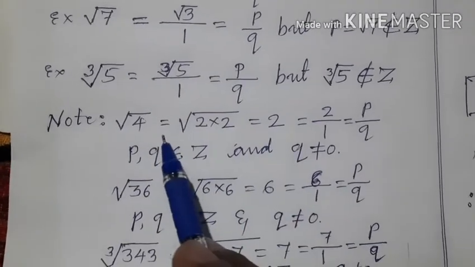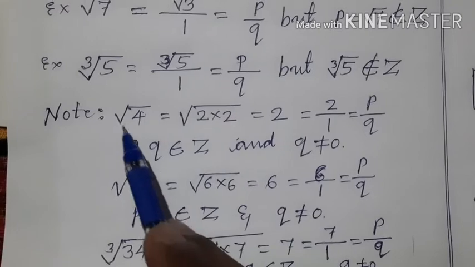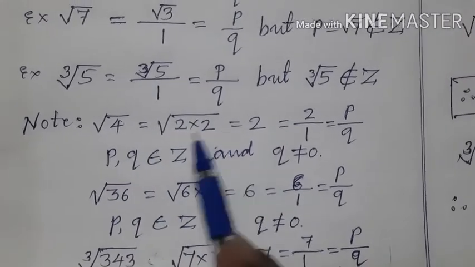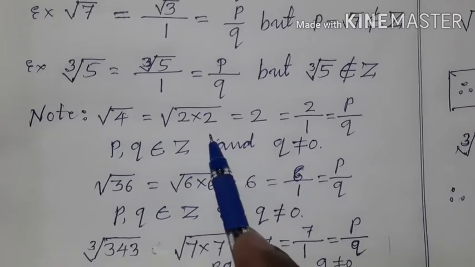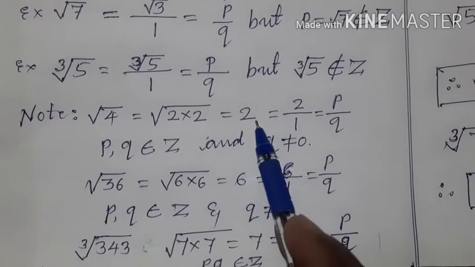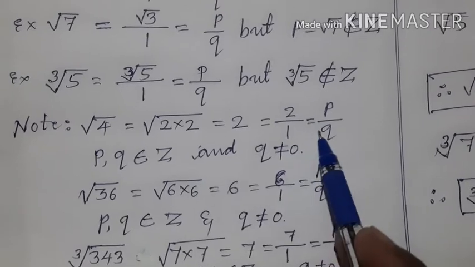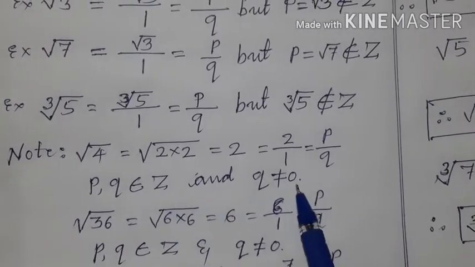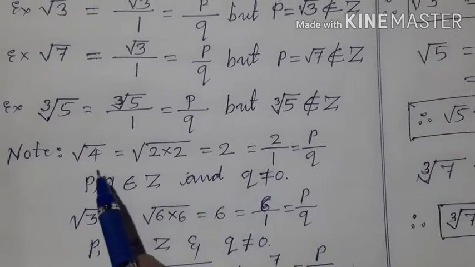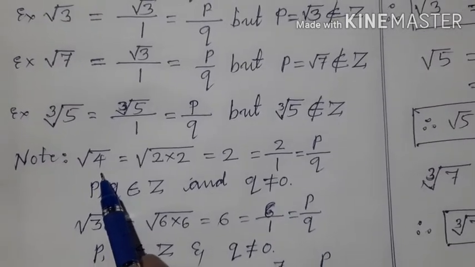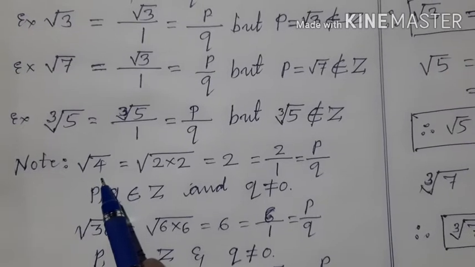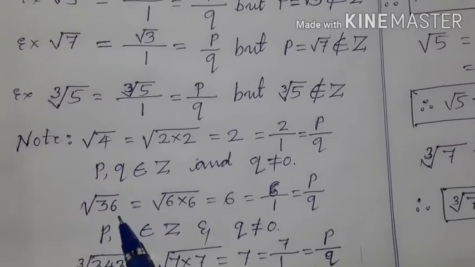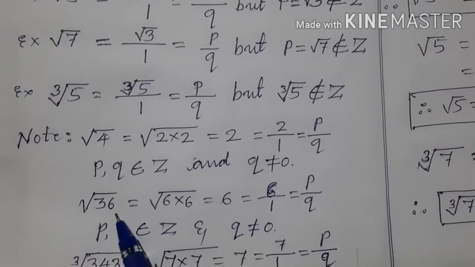Okay, please look at me, children. Square root of 4 is equal to root of 2 into 2. Here 4 is a perfect square. That's why it is equal to 2, and 2 is equal to 2 by 1, which is p by q, where p and q belong to Z and q is not equal to 0. That is why square root of 4 is not an irrational number. It is a rational number.